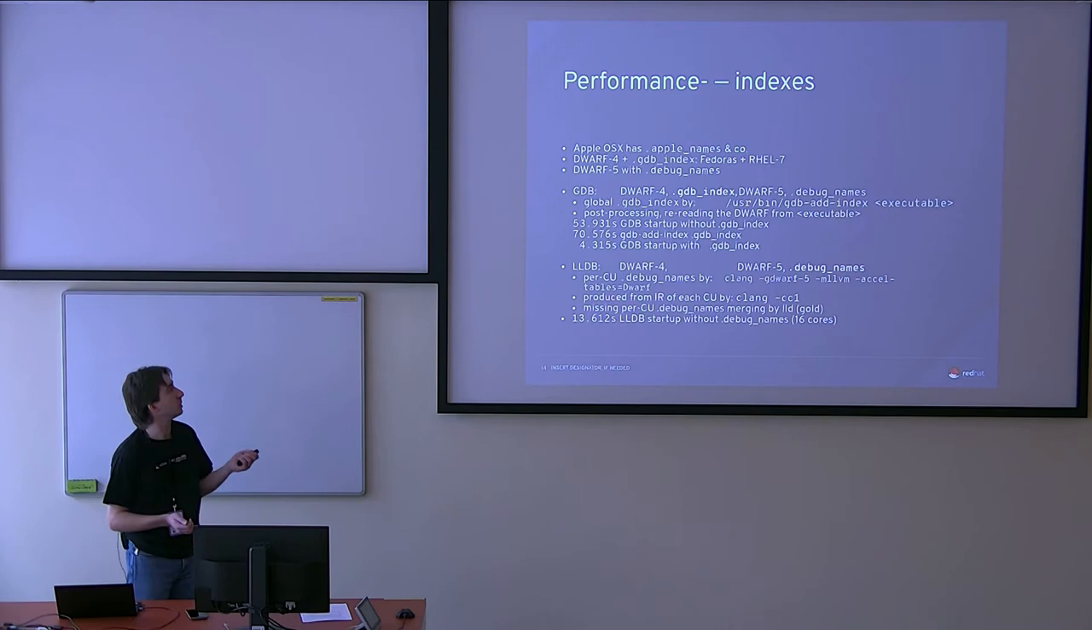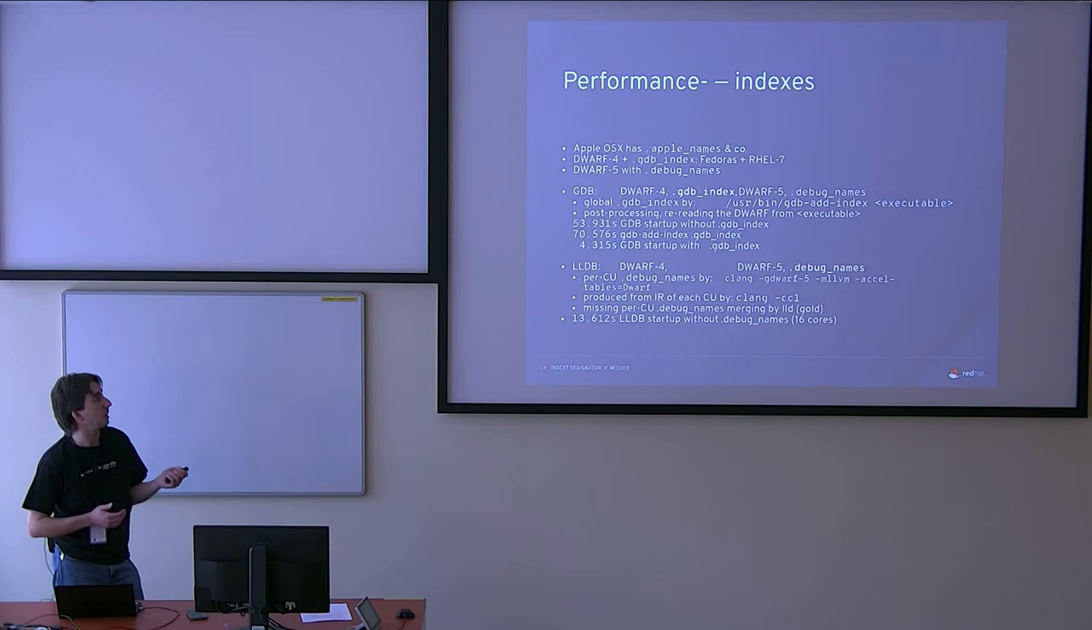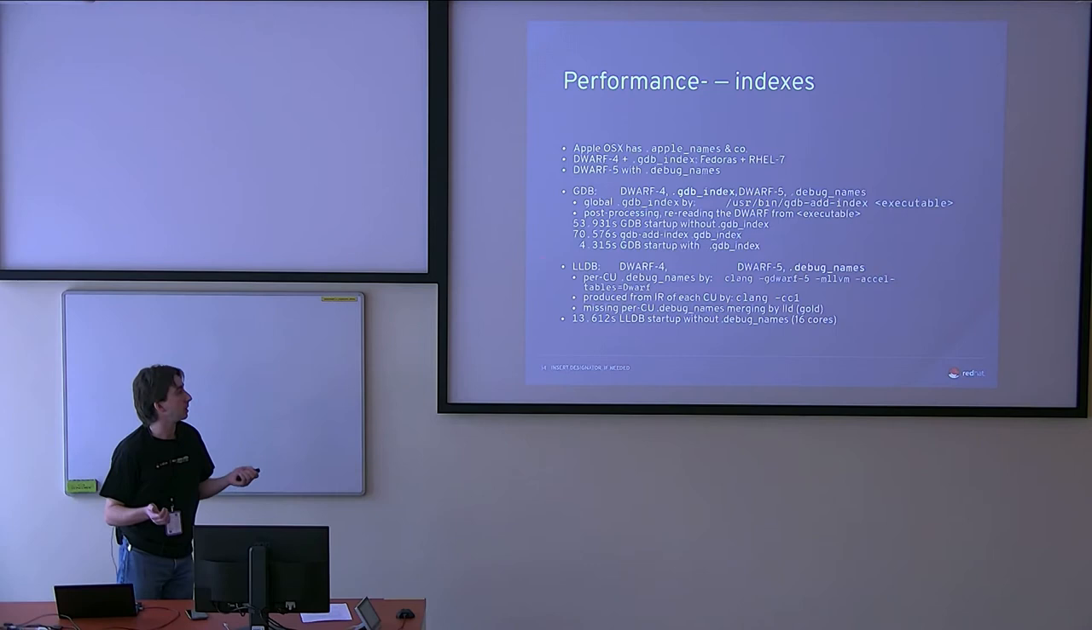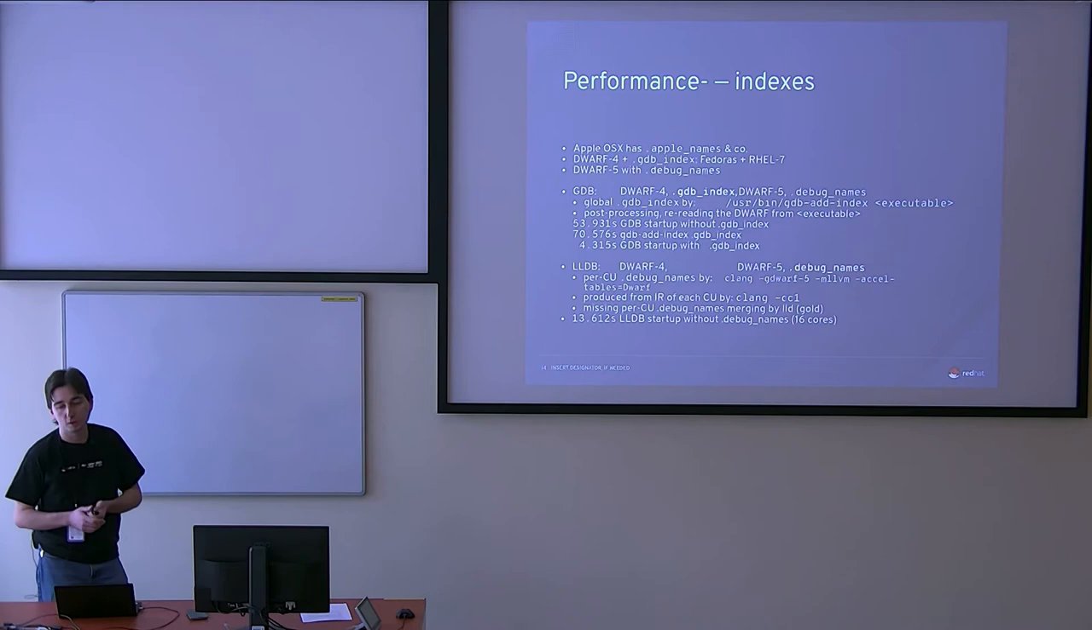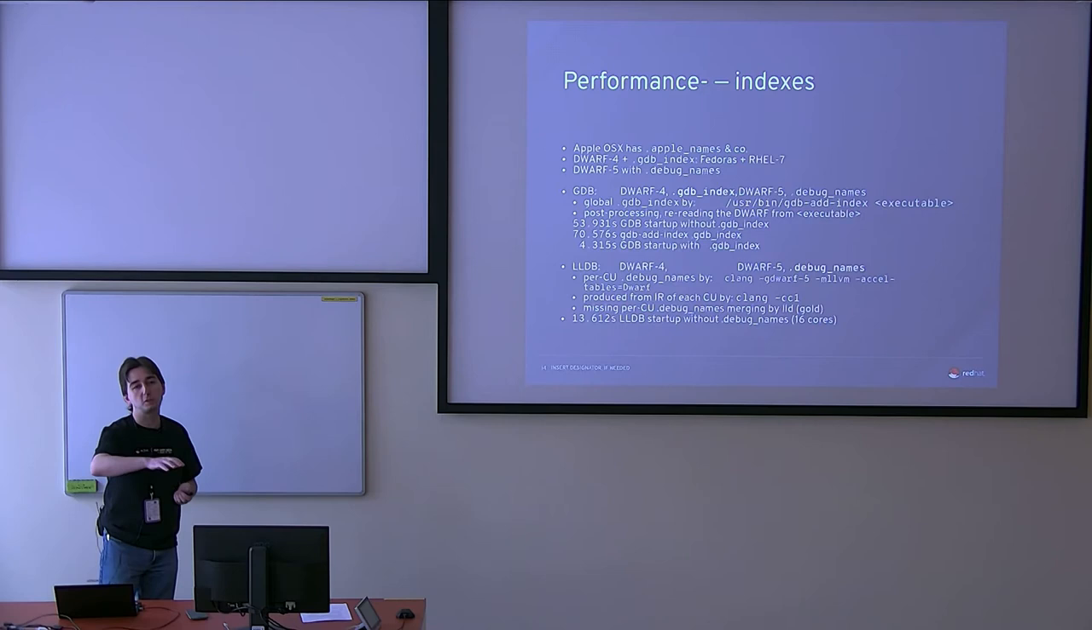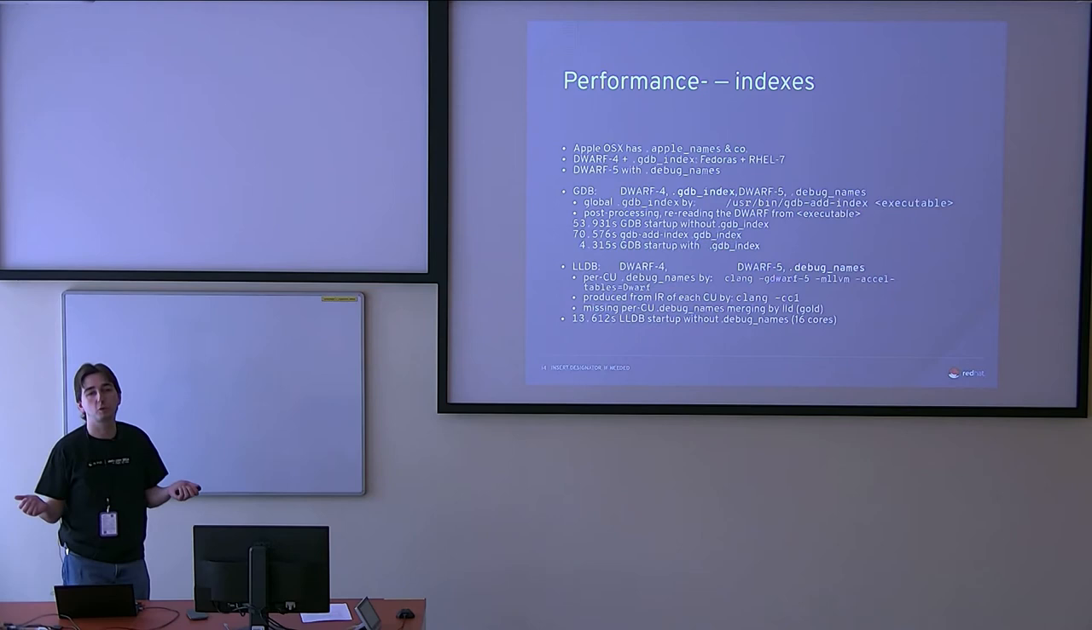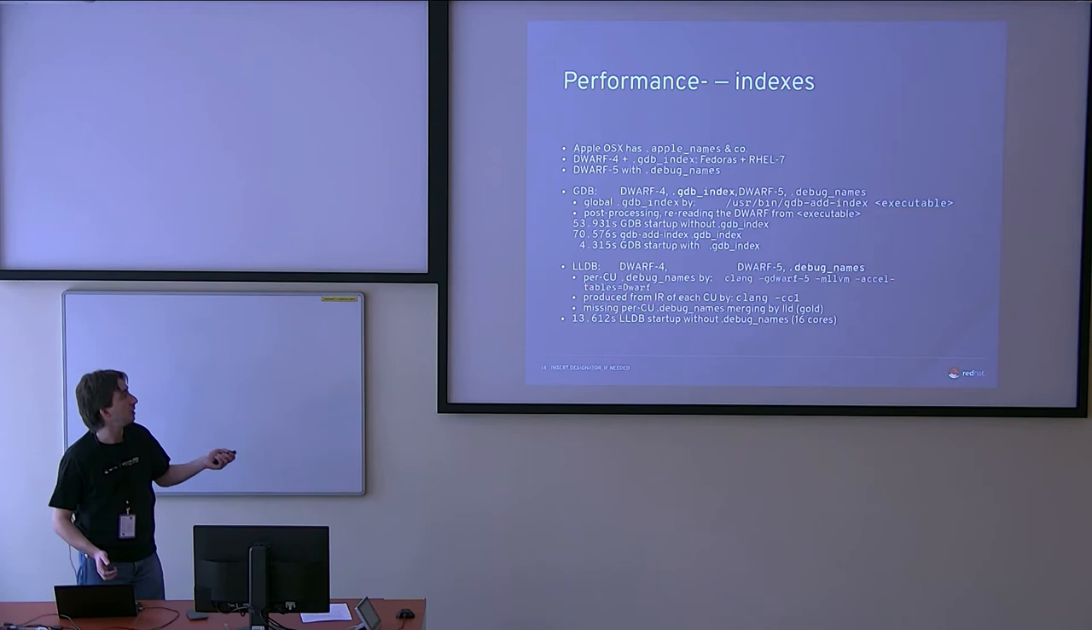LLDB comes originally from Apple, and Apple does have the Apple index on OS X being used, but currently on Linux for DWARF it is just not implemented yet. There is already some support for debug names, but I could not get it to work. It was written by Pavel Labath at Google, and it did not work for me, but it is per compilation unit and not global, so it still needs to read the index from each of the compilation units. There can be, for example, 1,000 compilation units in larger projects, so it needs to read 1,000 indexes, so that's still slower than the global index of GDB, but it should be fixed in some time.